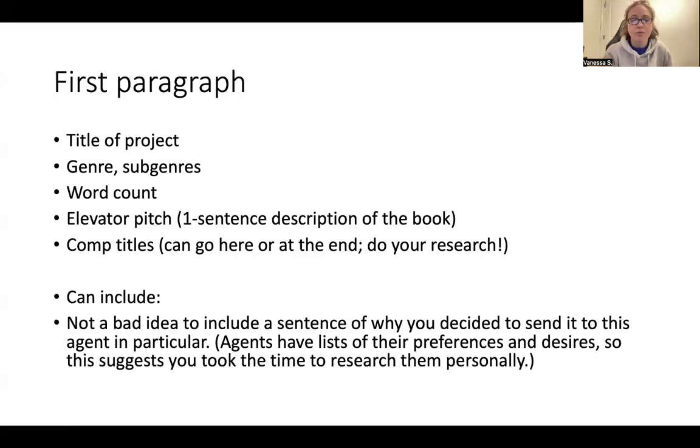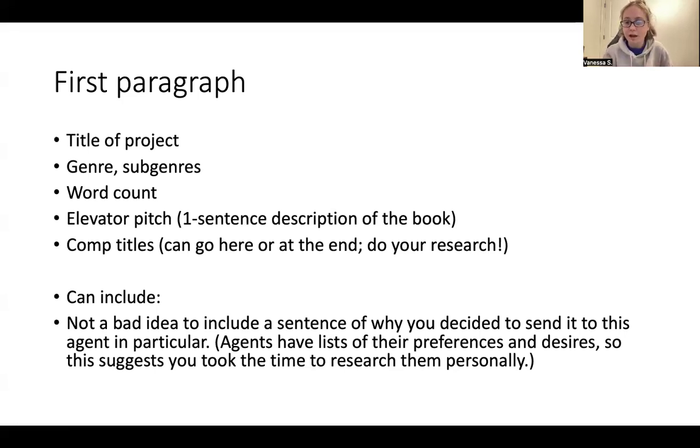Okay, so first paragraph, you're going to want to include the title of your project. You're going to want to include the genres or subgenres. You're going to want to include the word count of your piece. I would suggest going from around 70,000 to 100,000. I would not suggest going over 100,000. Anything less than 50,000 is probably not going to be considered, more of a novella. So I would suggest roughly going around that length, maybe 60 or 70 to 100.